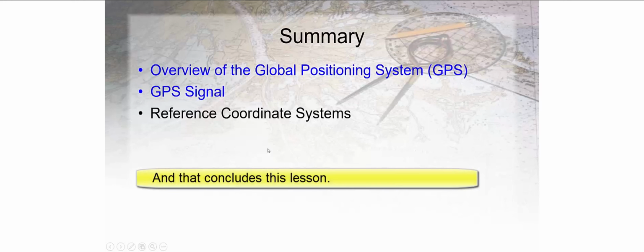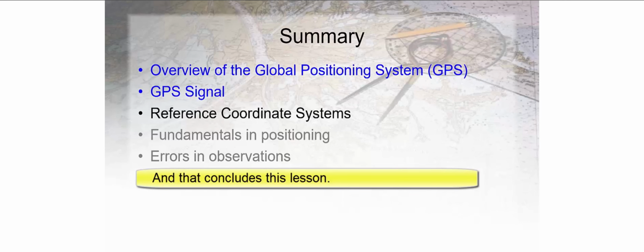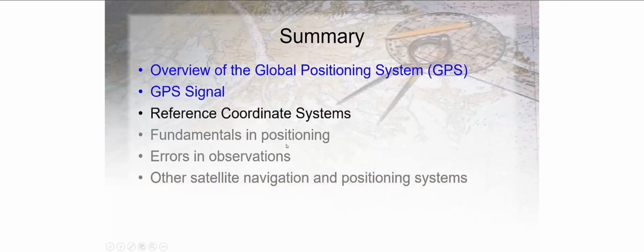So in this lesson, we simply looked at an overview of the global positioning system. We looked at the GPS signals that it's transmitting, its codes. And in the next lesson, we'll look at the reference coordinate systems that it's working in. And then after that, we'll look at its fundamentals and positioning errors.